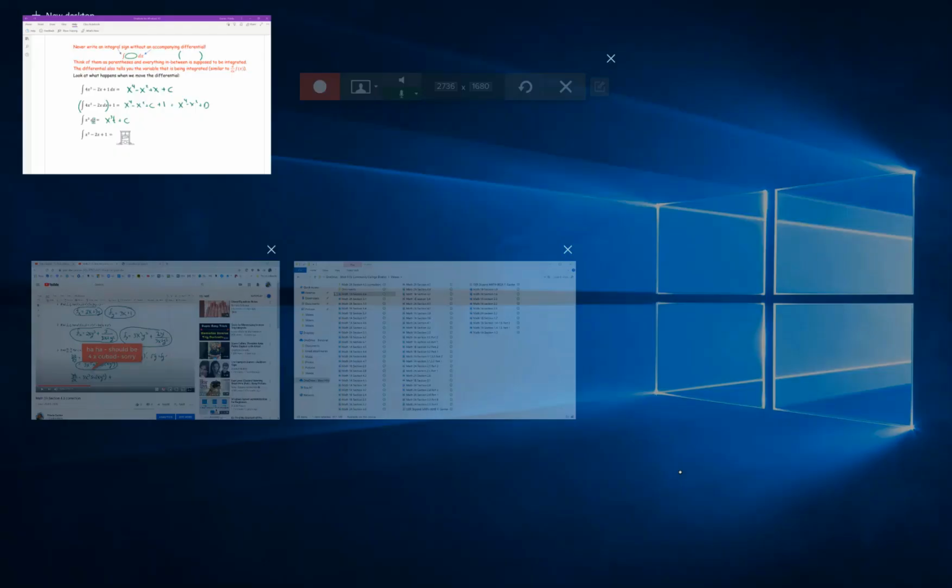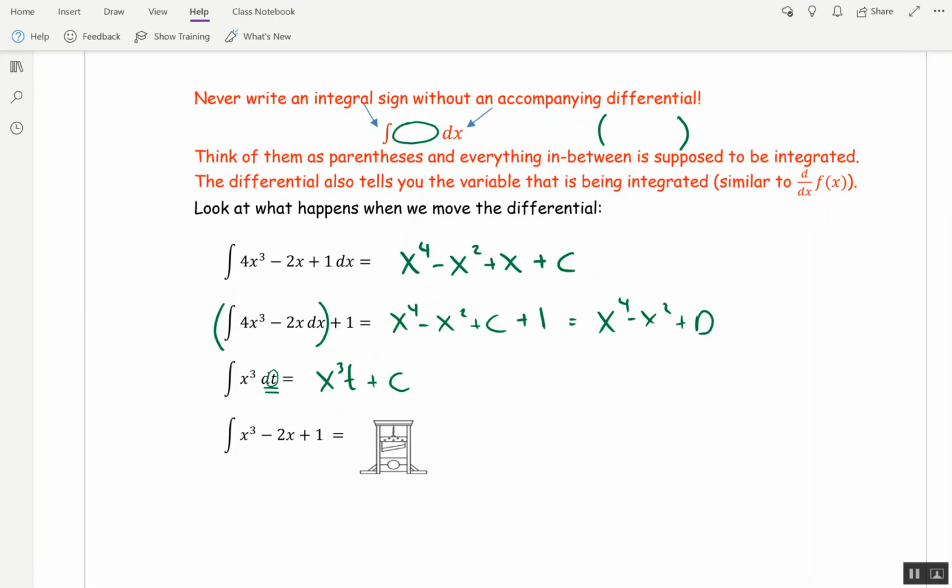Okay, now this last one is a guillotine. It doesn't make any sense to have an integral with no differential. There's no differential there. So very bad, just don't do that. You know what happens at the guillotine.